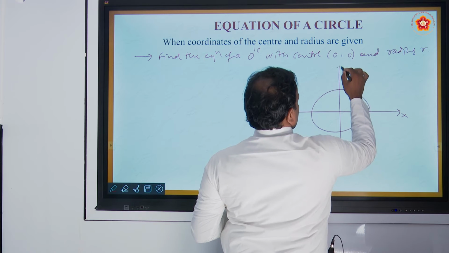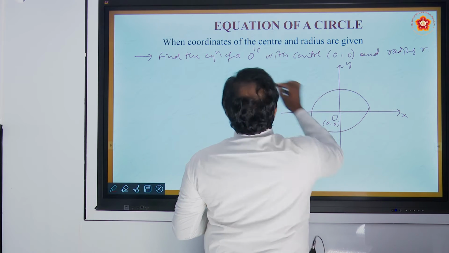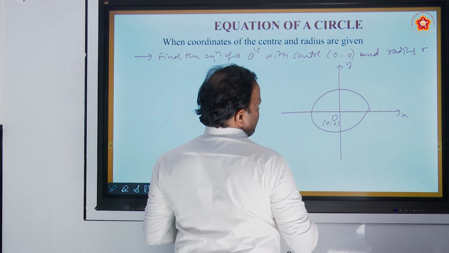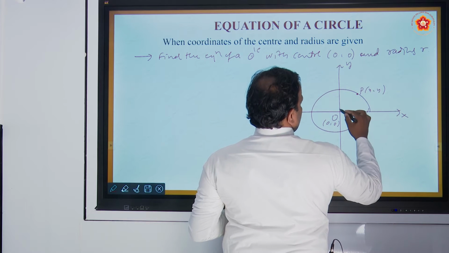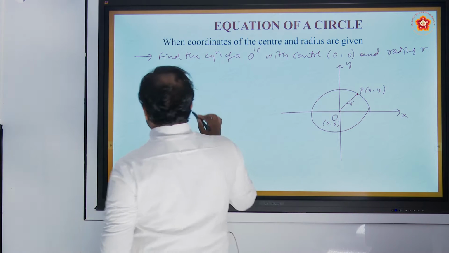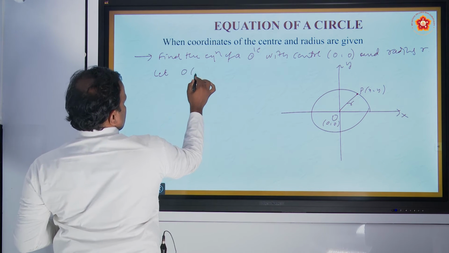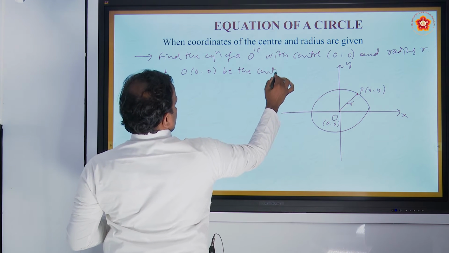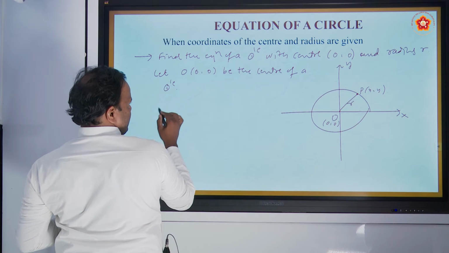X axis, y axis, O is the origin. 0, 0 is the center. The first part: find the equation of a circle with center origin, that is 0, 0, and radius is r. Take P x, y be any point on the circle. Join OP, take OP equal to r. Let O 0, 0 be the center of a circle.